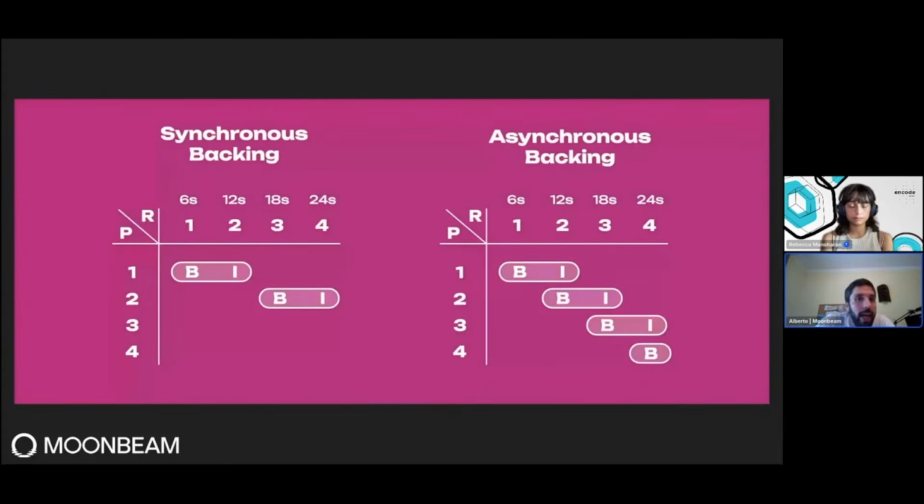But there are 2 diagrams. I actually like the next one a bit better, but this is a bit more high level, so it's actually pretty good. In synchronous backing, you had parachain block 1 being backed and then included in 2 different relay chain blocks, and then the second block being backed after the inclusion of the first one and then included, okay? So you can see that this is a synchronous process. In asynchronous backing, you have the parachain block being backed and then included, but then parachain block 2 could be backed in the same relay chain block as P1 is being included, right? Because like I said, you can build this block based on what you know about this previous block, okay?